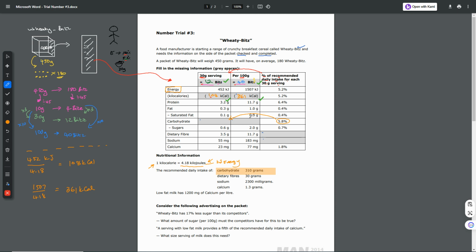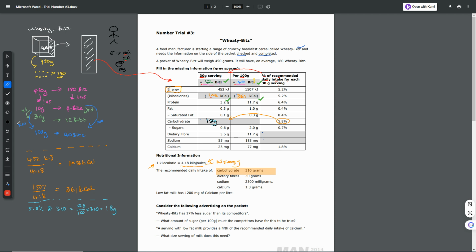Okay, so let's have a look. If we have to calculate 5.8% of that amount, that is what we want. So let's do that over here. 5.8% of 310 is the same as saying 5.8 divided by 100 times 310. That number comes to 18 grams. And so this is going to be 18 grams, which I should have put there. Okay, we're just going to make it darker. So that's 18 grams of carbohydrates for a 30 grams serving.